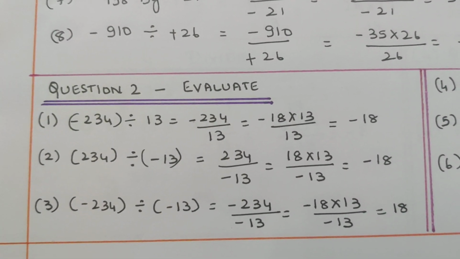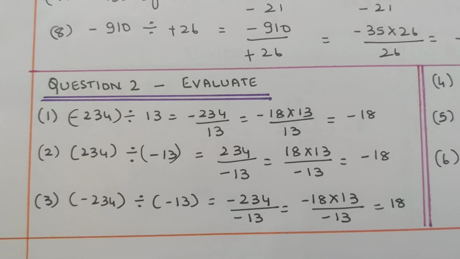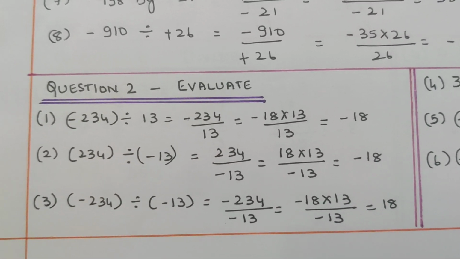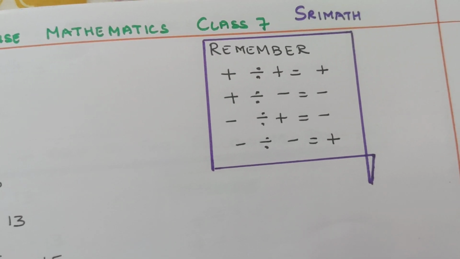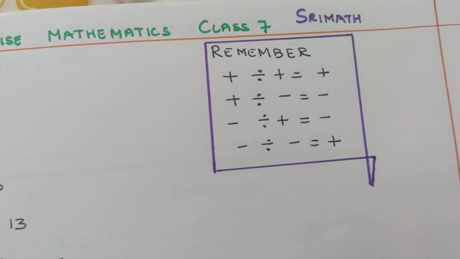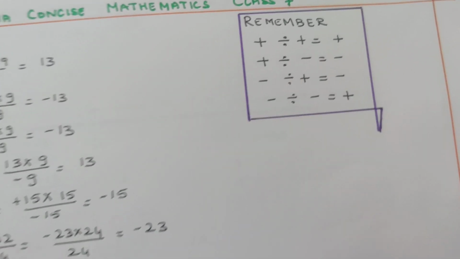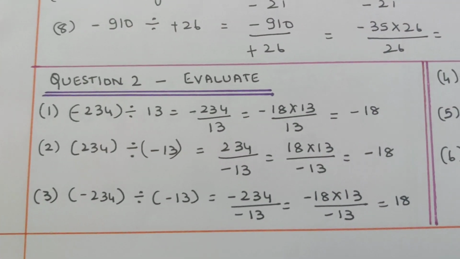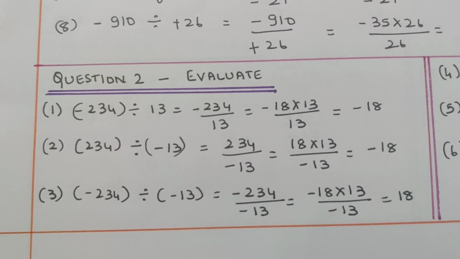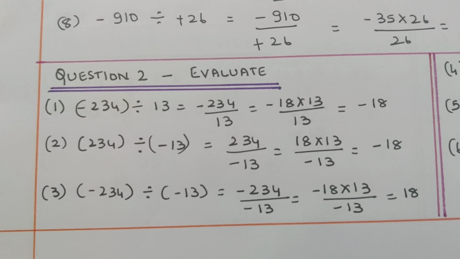Again, here we need to remember the concepts of sign while dividing. So I will go ahead and repeat the table again. Plus divided by plus is equal to plus, plus divided by minus is equal to minus, minus divided by plus is equal to minus, minus divided by minus is equal to plus. Let's move on to question 2, and the question 2, 1, 2 and 3 has got the same numerals.